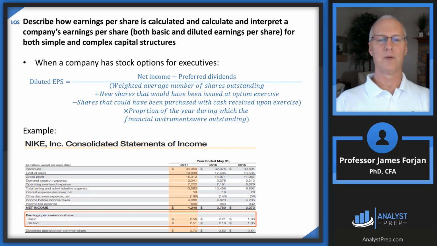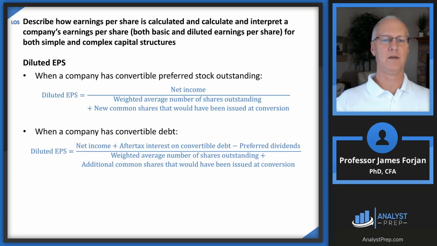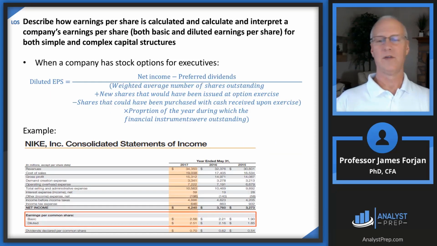And there's a good example in the Nike consolidated statements of income. So look at the bottom there. There's the basic EPS, which is required to report. So this is if none of this stuff happens, right? None of that stuff there and none of the stuff at the top happens. And then the fully diluted one, what does that number read? 2.51. So there's a 5-cent difference in the Nike income statement on EPS.